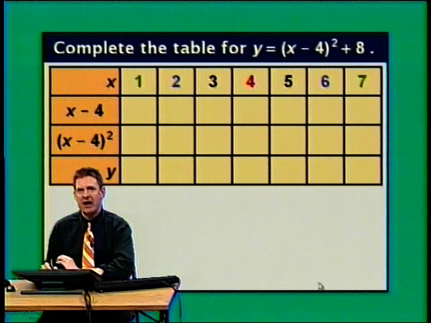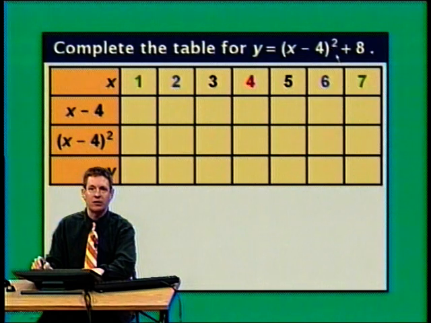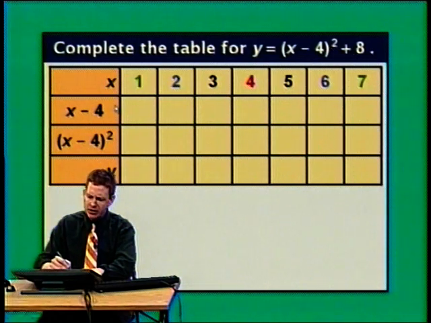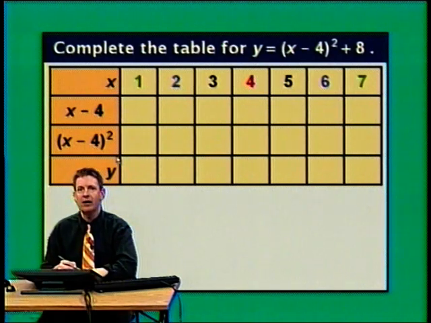Let's do a little exploration in a table to see if we can get an understanding of why it works out this way. What I'm going to do is I'm going to create a table for y equals x minus 4 quantity squared plus 8. I'm going to show a couple rows between the values of x and y so that we can develop an understanding of why the vertex of this parabola has to be the point 4, 8.